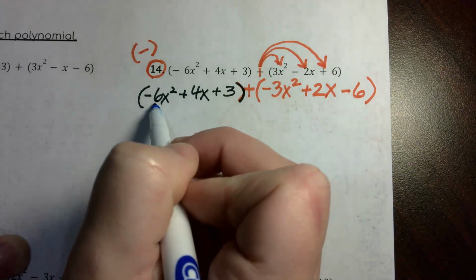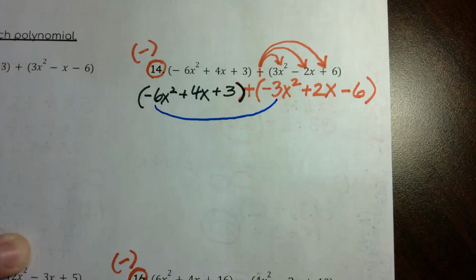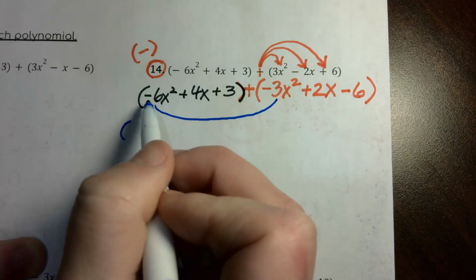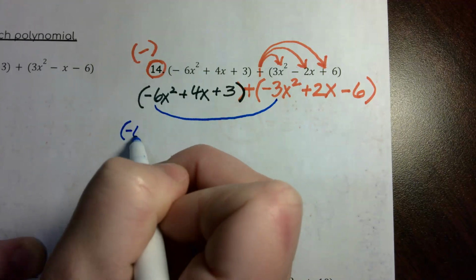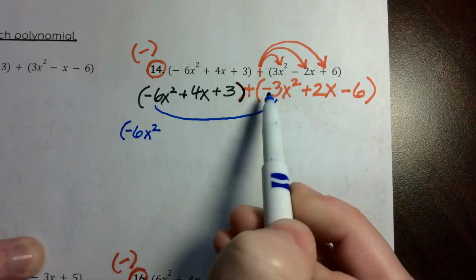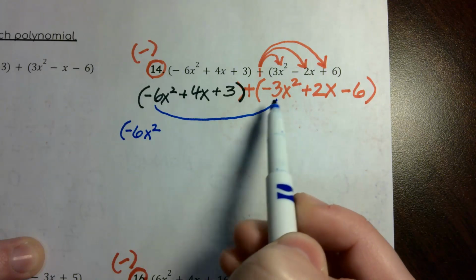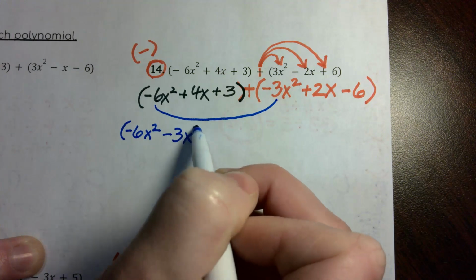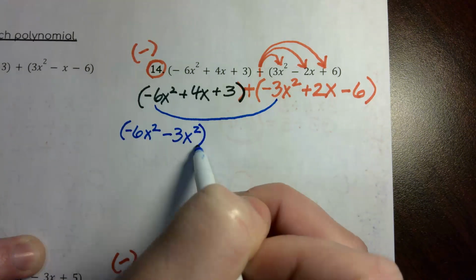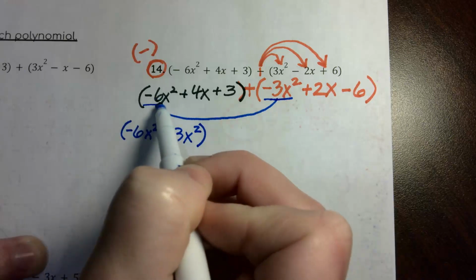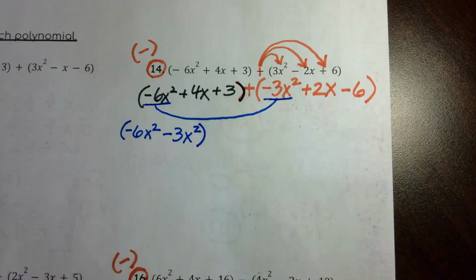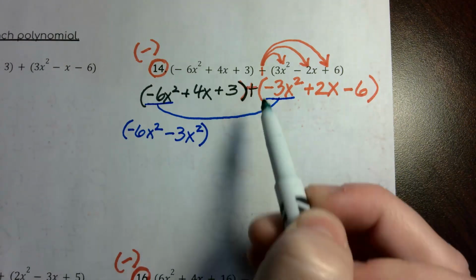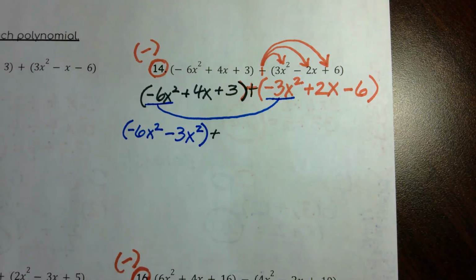So what I'm going to do is draw a line to show that I'm putting those together. And underneath that in parentheses, I'm going to write negative 6x squared. Then I have minus 3x squared because it's a negative here. So I'm going to put minus 3x squared. That's all my x squareds. So next, because we changed it to an addition problem, remember? We put plus signs in between all of our groups.